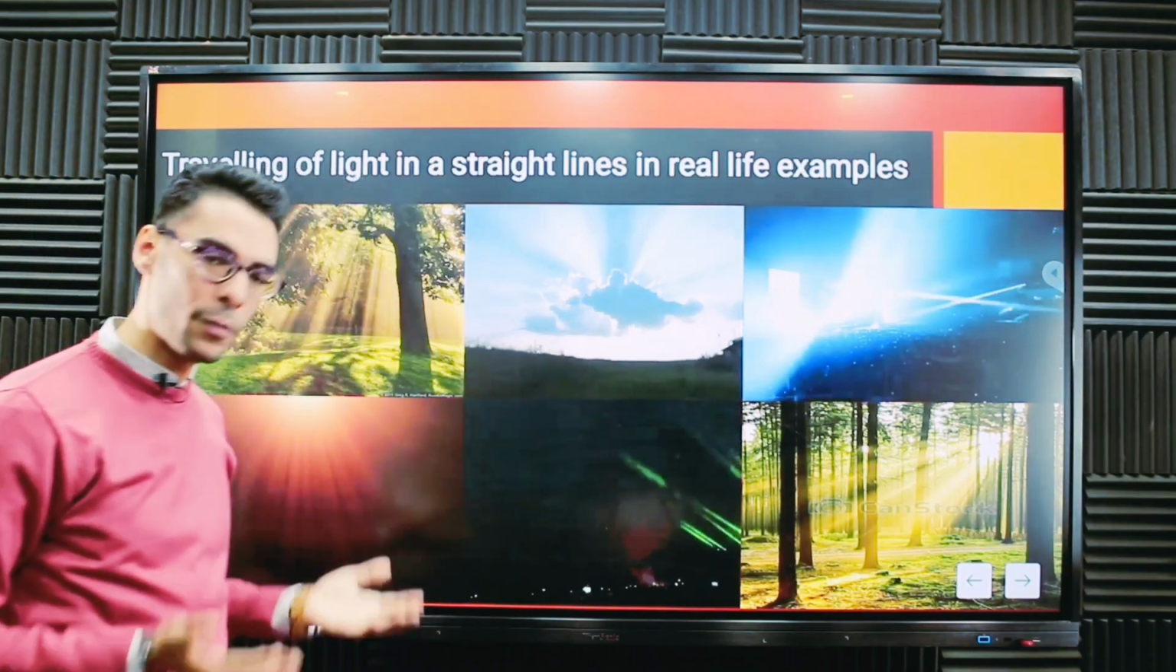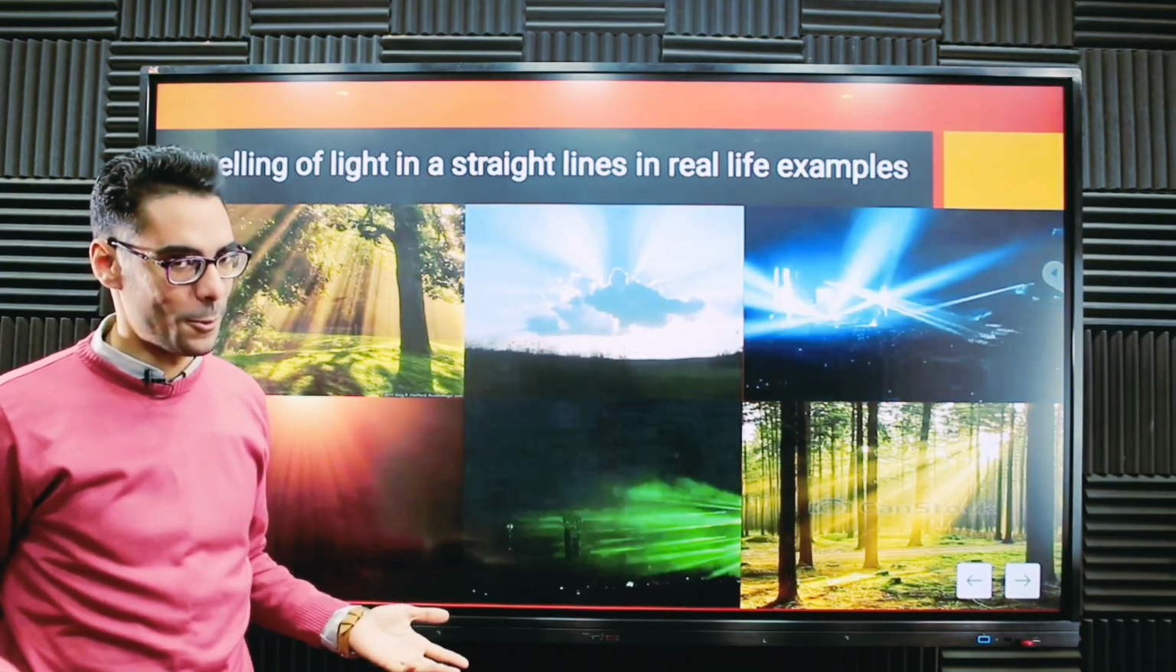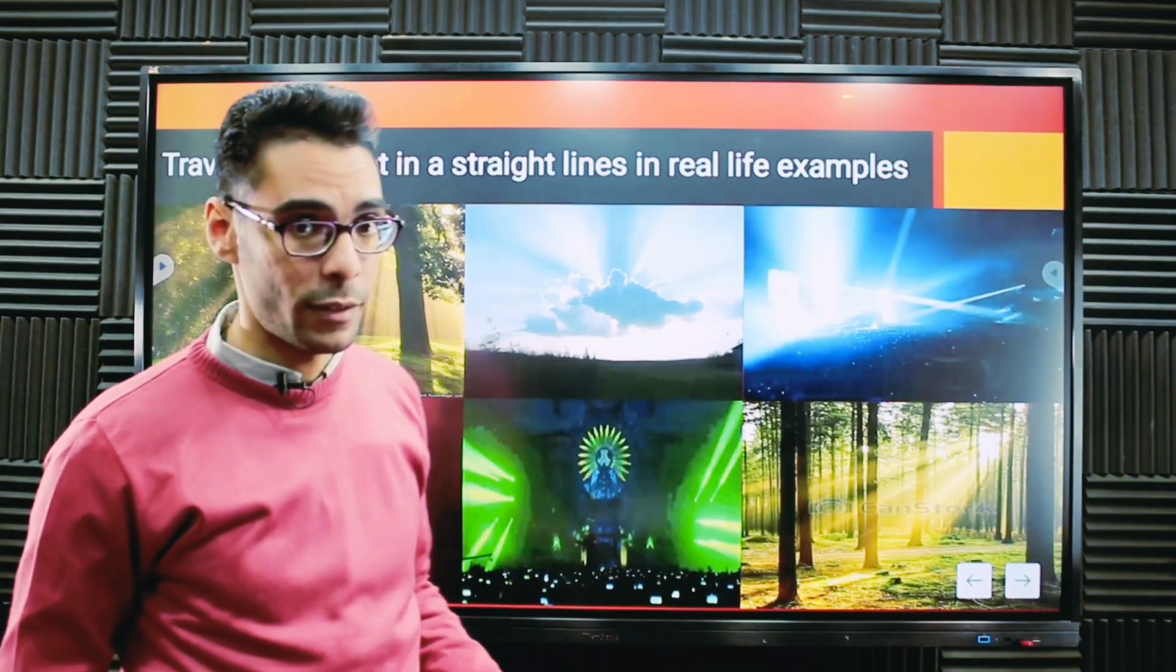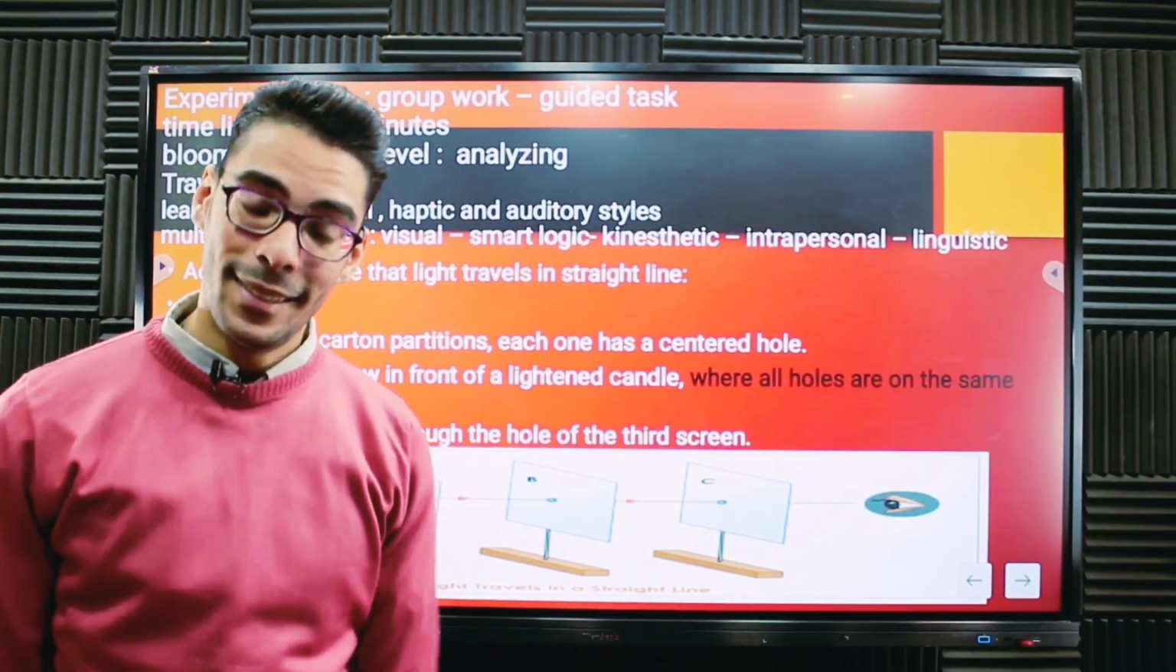And you have seen this before, I know, but you didn't think about this question before. How to prove that the light travels in a straight line? I have an activity. You can do it at home, by the way. Take a look here. You can make this activity at home.